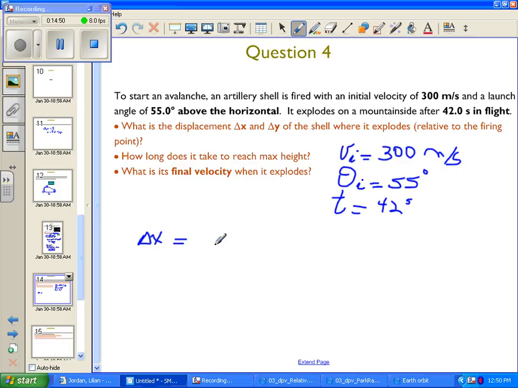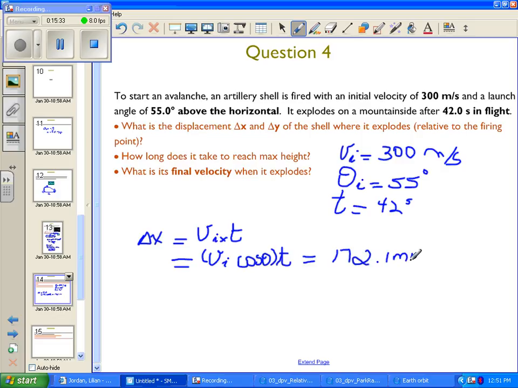Well, to get the x displacement, we need v initial x times t. Now, is v initial x the same as v initial? Absolutely not, because since the projectile is launched at an angle, v initial x is equal to v initial times the cosine of the angle. That is because there is both an x and a y component, and so v initial x cannot be 300 meters per second, but rather 300 meters per second times cosine of 55.